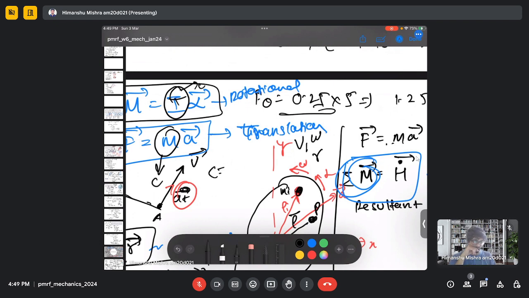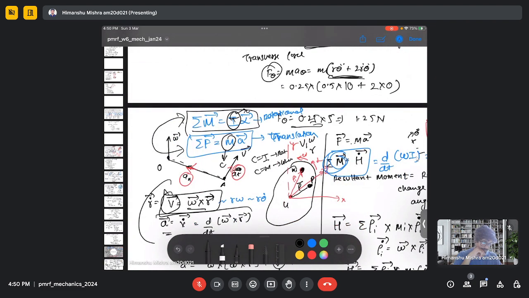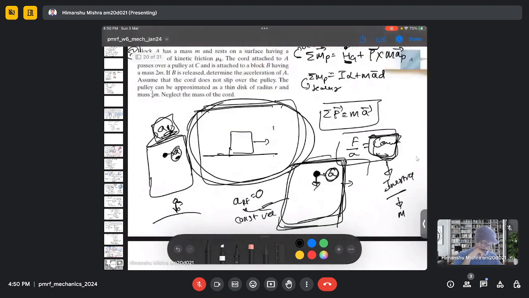So this is for rotational motion. My question is, mass is something we can call a quantification of inertia. Yeah, exactly. It is a quantification of inertia in translational motion. In rotational motion it will be different; it will be the moment of inertia. But in translational motion, mass is the quantification of inertia.